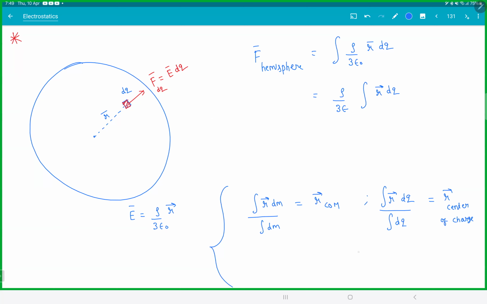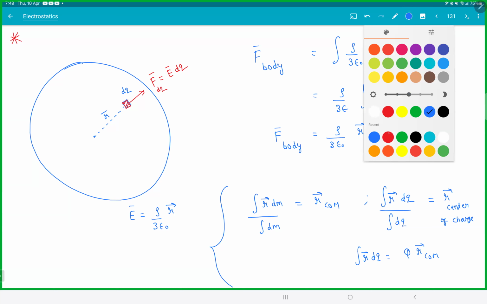Is that making sense? So I can replace this whole thing with integral r bar dq, where dq is the charge of that piece, and r of that center of mass. So this function becomes simply rho by 3 epsilon, whatever the charge of that body, whichever body you're taking, rho by 3 epsilon, r of the center of mass into charge of the body. This is the force on whatever body that you're taking inside.